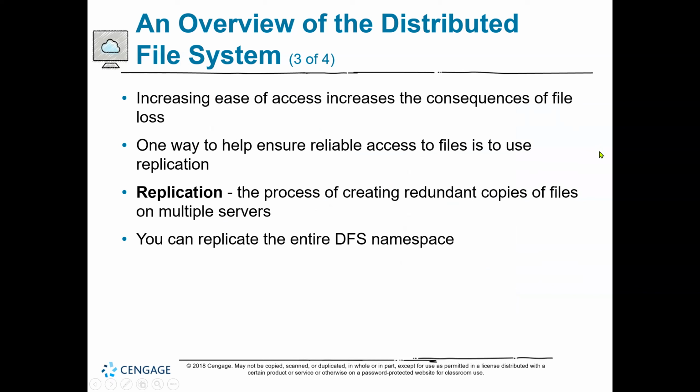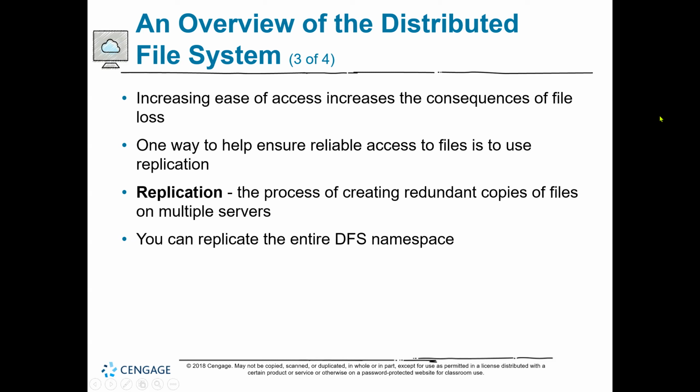Increasing ease of access increases the consequences of file loss. That's actually something that we've seen a lot in security. Ease of access, ease of use decreases security. So in this case, increasing ease of access increases consequences for file loss. So just remember, a lot of times if you make things easier to access, there's an inverse reaction when it comes to security or file loss or something else.